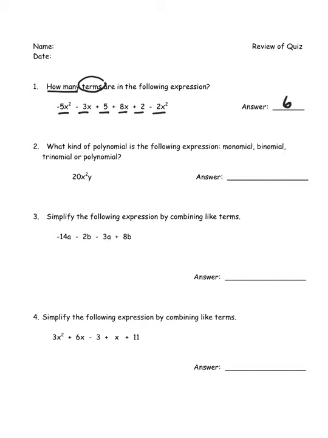So now let's move on to the next question. What kind of polynomial is the following expression? A monomial, a binomial, trinomial, or polynomial? Now the prefix of each term is what determines how many terms. So mono means that there's one term. Binomial means there's 2 terms. Trinomial is 3 terms, and poly means many, so any terms after 3.